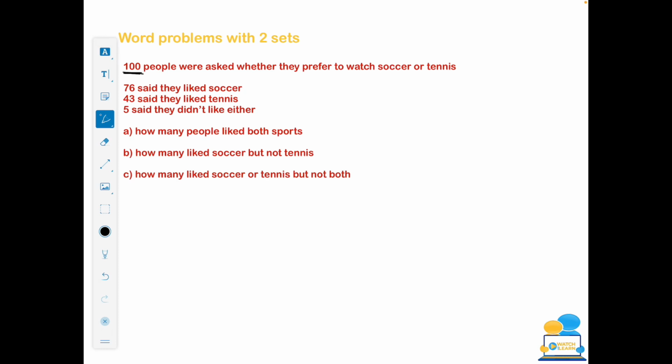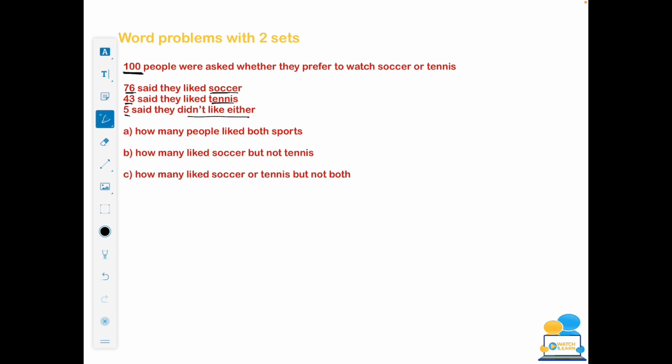So 100 people, that number 100 is going to be important. We're asked whether they prefer to watch soccer or tennis. 76 said they liked soccer. 43 said they liked tennis. And 5 don't like either.